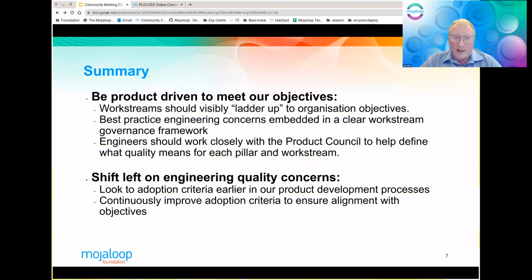The second point, shift left. Let's look to our adoption criteria early in our development process, but let's try to continuously improve those criteria as well. They're pretty far-reaching at this point in time, but there's always room for improvement. So please reach out with any feedback, anything you think we could be doing better on those adoption criteria.